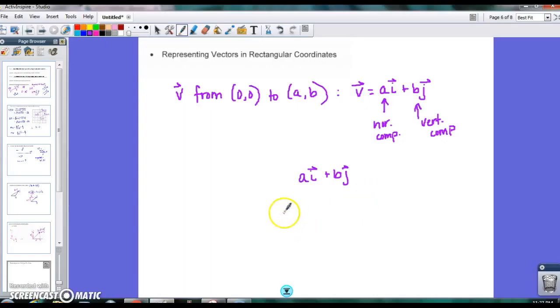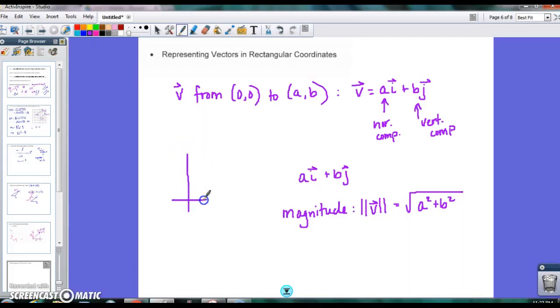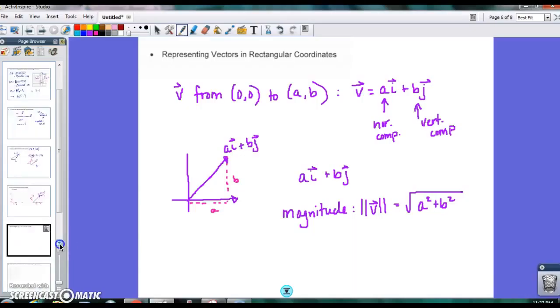Then our magnitude of our vector v is just going to be, if you think about Pythagorean theorem, the square root of a squared plus b squared. So if you think about it, here's your vector. This is ai plus bj. This distance here is b. This distance here is a. So I can find the magnitude of that by just doing Pythagorean theorem. Let me show you an example of that.